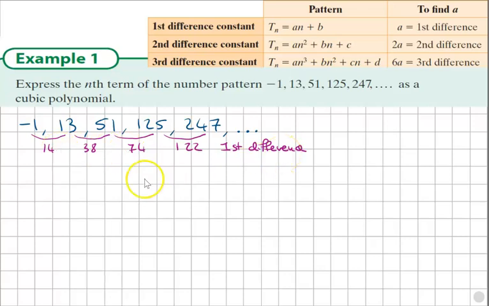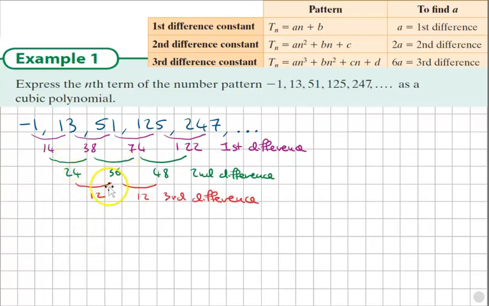So next we're going to investigate the second difference. To get from 14 to 38, we add 24. To get from 38 to 74, we add 36. And to get from 74 to 122, we add 48. So the second difference is not the same. Therefore the pattern is not quadratic. So now we investigate the third difference.